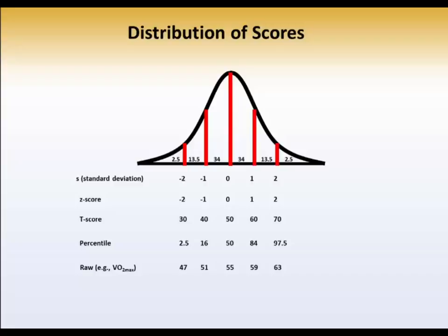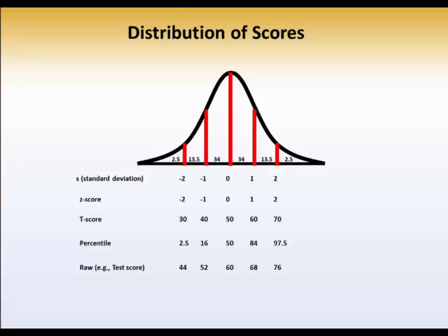If you're not looking at VO2 max, maybe your raw score consists of bowling, where the average is 200 and the standard deviation is 15. Or maybe it's your test score, where the mean was 60 and the standard deviation was 8. Notice nothing else changed in those distributions except what the raw score was.